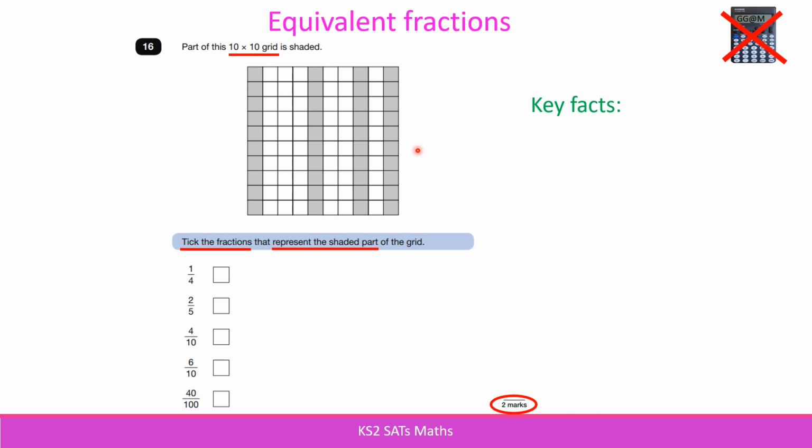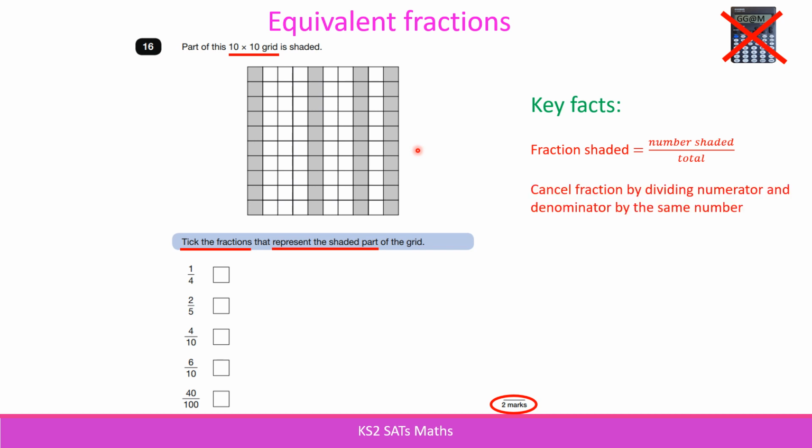The key facts you need to be able to answer this question are that the shaded fraction is the total number of shaded squares divided by the total number of squares. And once you've got that fraction, you can then cancel it down by dividing your numerator, which is the number on the top, and the denominator, which is the number underneath, by the same number, and that will give you an equivalent fraction, which is what you've been asked to do over here.